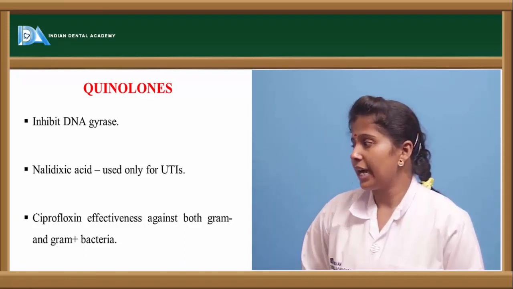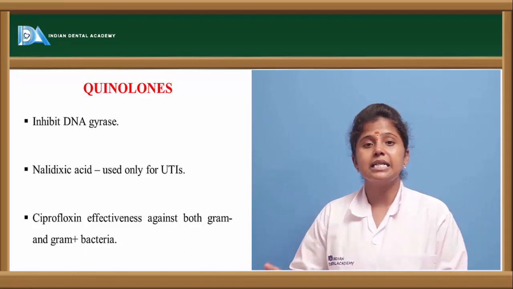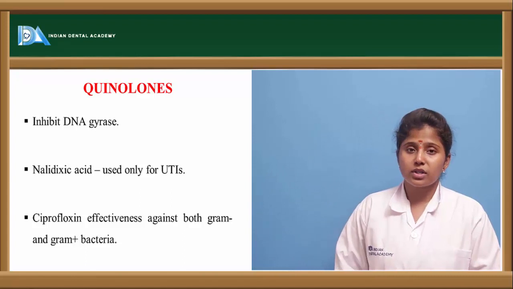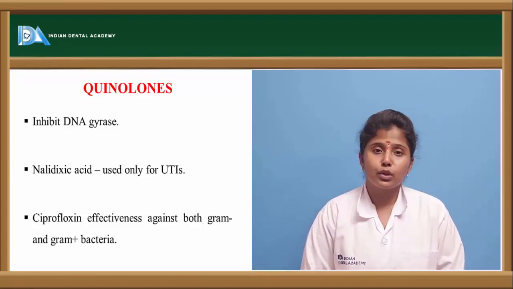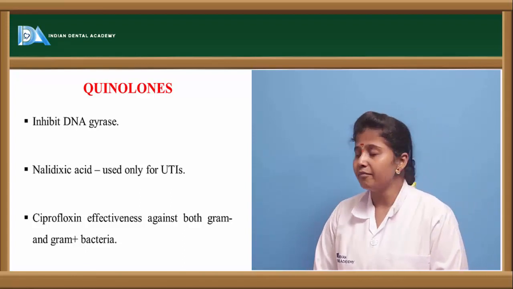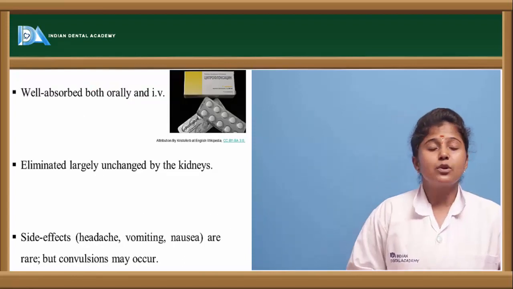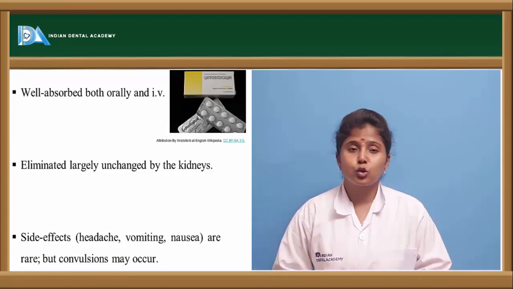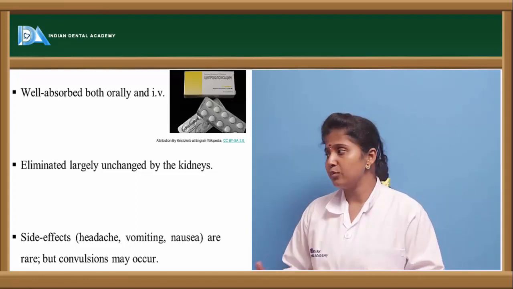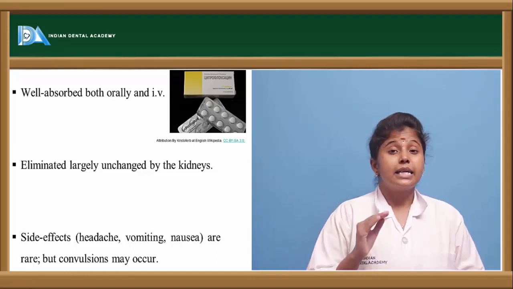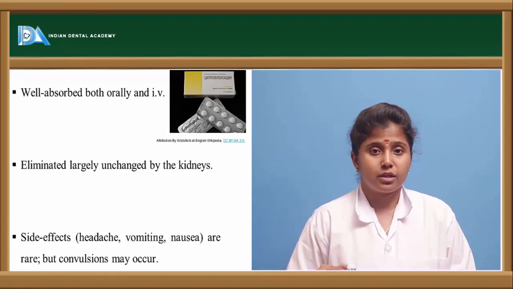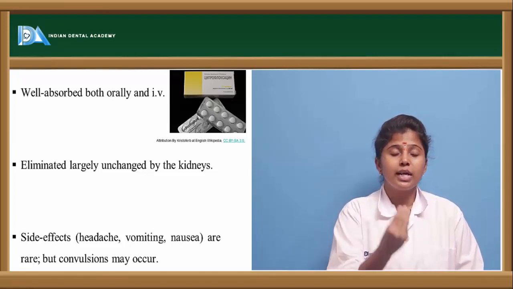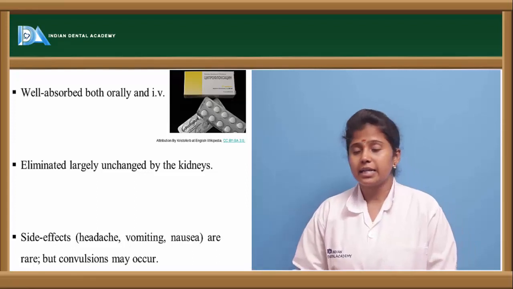Nalidixic acid is a quinolone compound which is used against UTI infection, and ciprofloxacin is very effective against both gram-positive as well as gram-negative bacteria. These quinolones are well absorbed orally. If we give them either through the oral route or IV route, they get well absorbed into the circulatory system, and they are eliminated through the kidneys unchanged. So they do not undergo any metabolism. That is how they enter the body, and in the same way they are excreted out of the body.